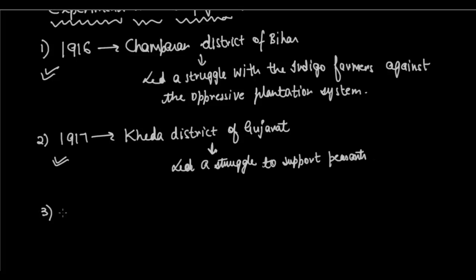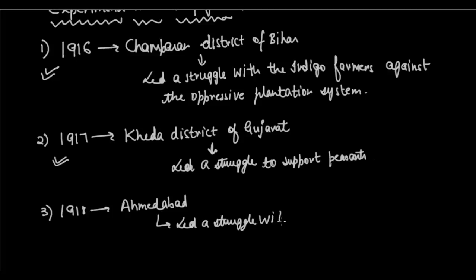Now we come to the third one, which we are going to discuss. We're going to discuss only three, so this is the last one. In 1918, he went to Ahmedabad, and in Ahmedabad, he led a struggle with the cotton mill workers. They were being tortured. They had bad working times, they were not given rights. So for all of this, Mahatma Gandhi led a struggle against the British administration, against the Jagirdars, the landlords, and the masters. And again, this too, to some extent, was a success.